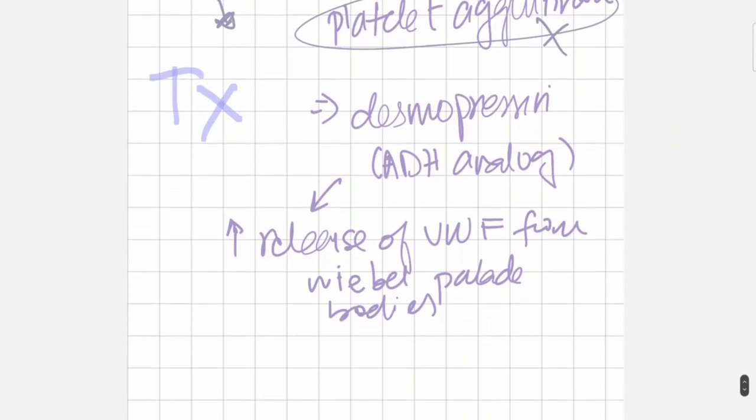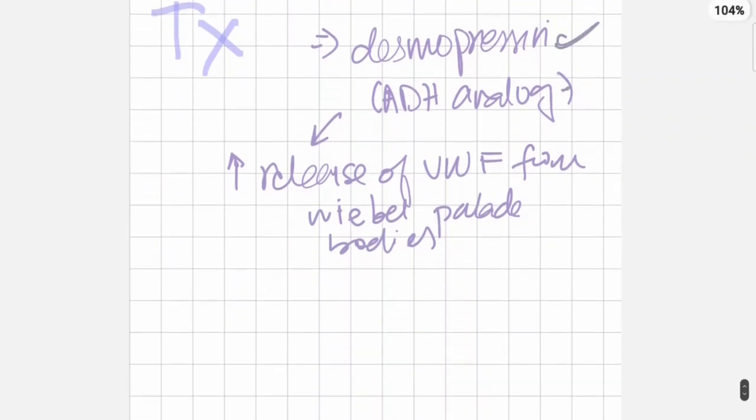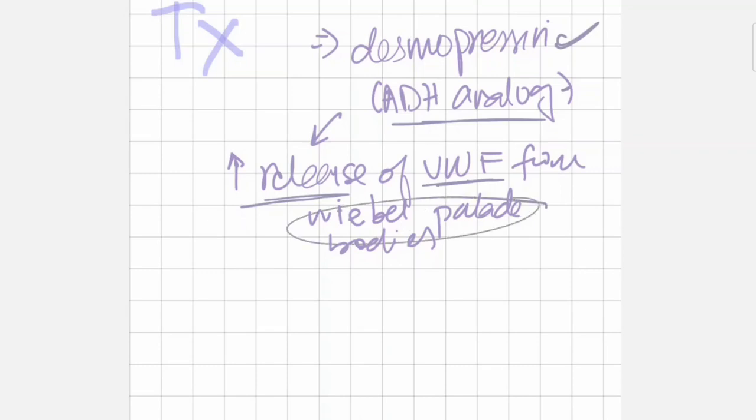What is going to be the treatment? The treatment is desmopressin, which is basically an ADH analog, and this increases the release of von Willebrand factor from Weibel-Palade bodies. And that is it. As easy as it is.